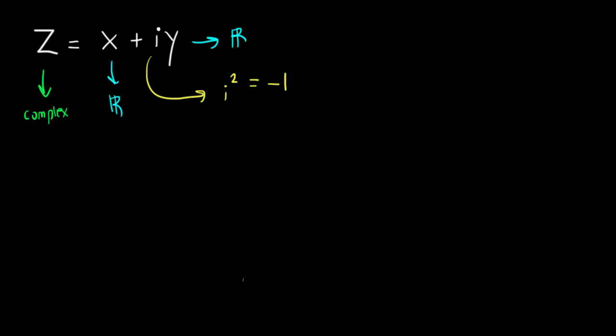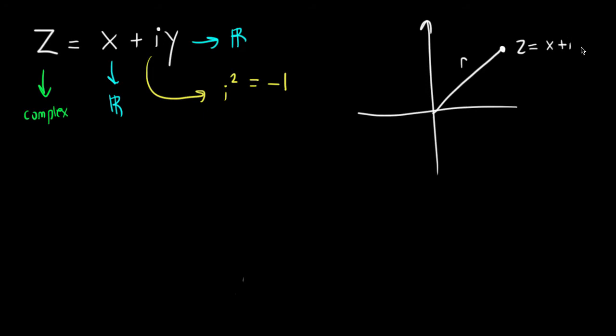I proposed, what if we were to write this in the form of the modulus? We would have a modulus r. We would have this point z equal to x plus iy. On the real numbers axis we would have x, and we'd have y up here. So we could write this in terms of this angle that we have down here, which we call theta.